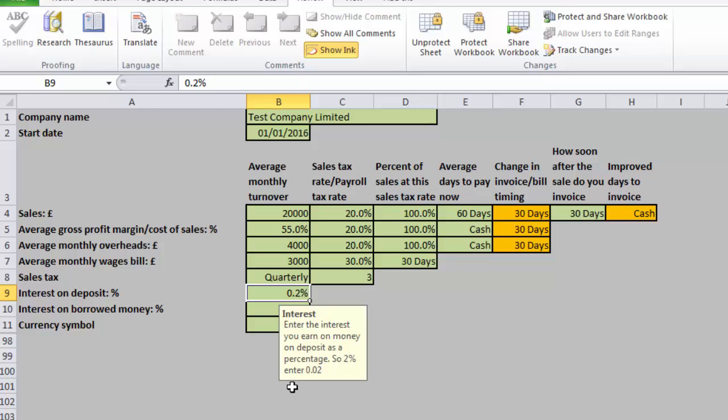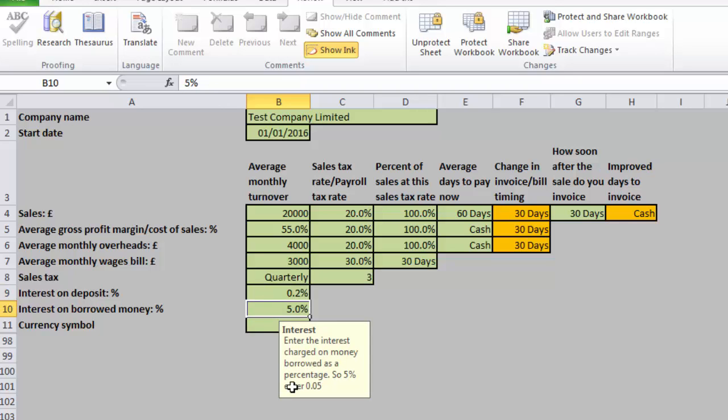Now at the moment in the UK, certainly interest rates, or what you earn on interest, is very, very low. So I put in 0.2% there. It might be less for you, it might be more for you. So put what you feel you could earn if you had an amount of money sitting on deposit.